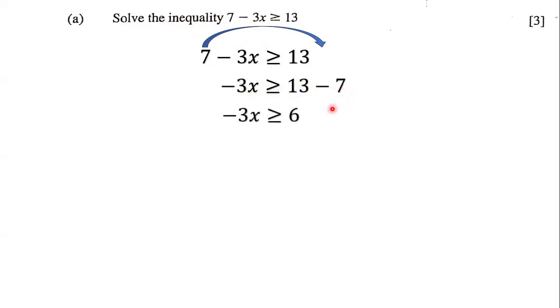Now, what is 13 minus 7? Well, 13 minus 7 is 6. And so what we have here is negative 3x is greater than or equal to 6.